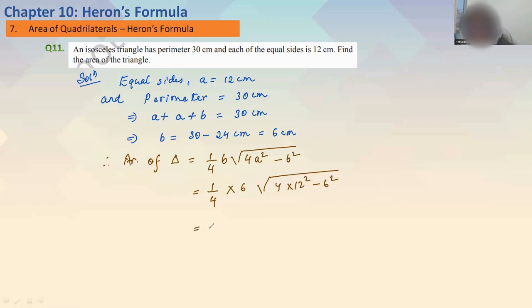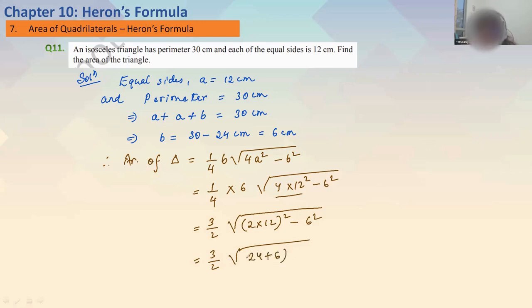So this is 3 by 2, root. 4 times 12 squared is 2 into 12 whole squared, right? Can we write it like this? Minus 6 squared. So this is 3 by 2. Will we use the a squared minus b squared formula? So 24 plus 6 and 24 minus 6. However, this doesn't seem to be making it any simpler, right?